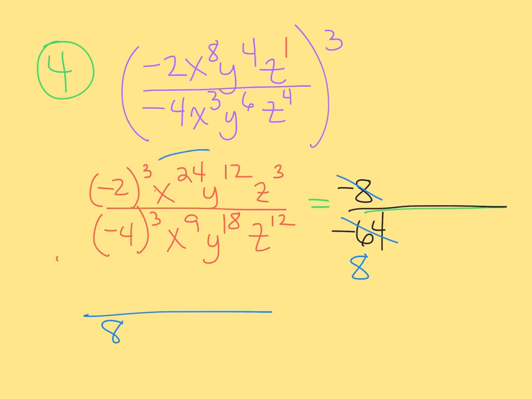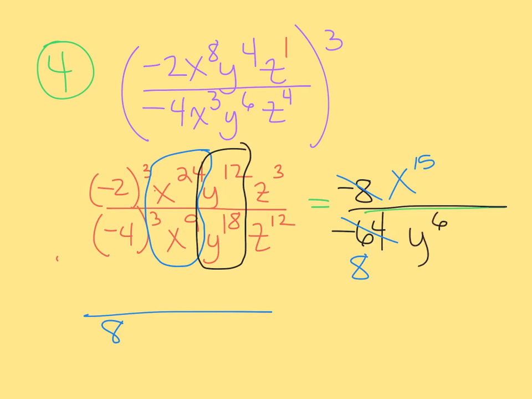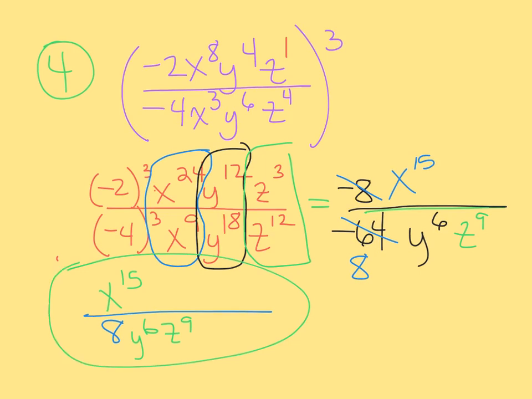Okay, if I look at my x's here, 24 and 9, which one wins by how many? The top by 15. So that's x to the 15th. And then if I look at my y's, y to the 12th over y to the 18th. The 18 wins by 6. And then z to the 3rd and z to the 12th. The bottom z wins by 9. So my final answer down here is x to the 15th over 8, y to the 6th, z to the 9th. And there's my answer.